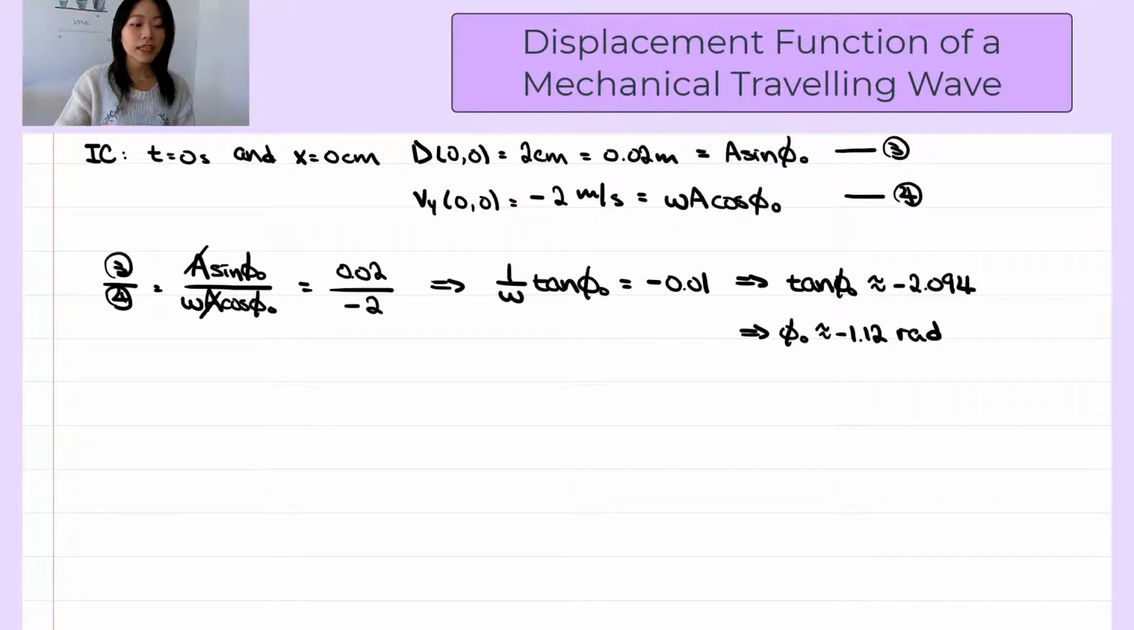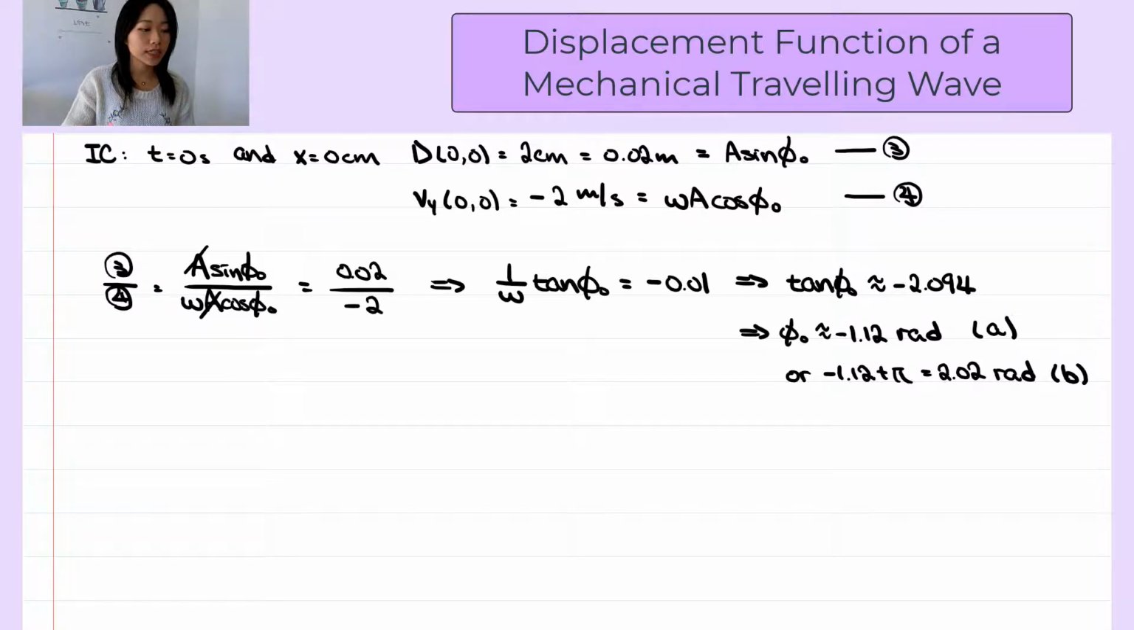But remember that tangent is a function repeated over pi. The sine and cosine are repeated over 2 pi. So another possible phi naught would be -1.12 plus pi, which is 2.02 radians. Let's call the first solution, solution A, and the second solution, solution B. The phi naught we want should satisfy the initial conditions. So let's check whether solution A or solution B satisfies the initial conditions. Let's start with solution A.